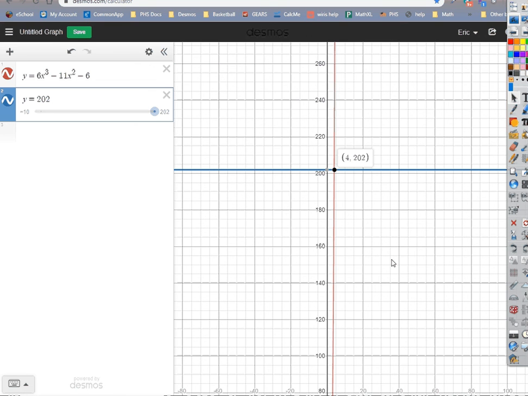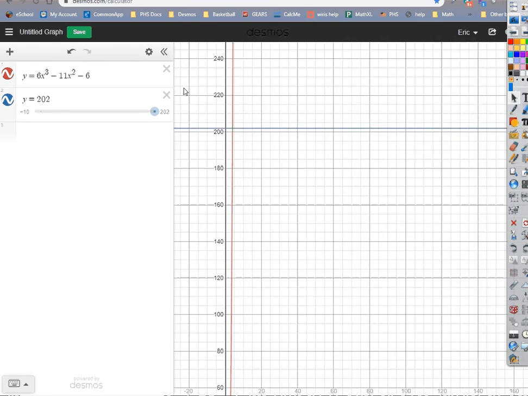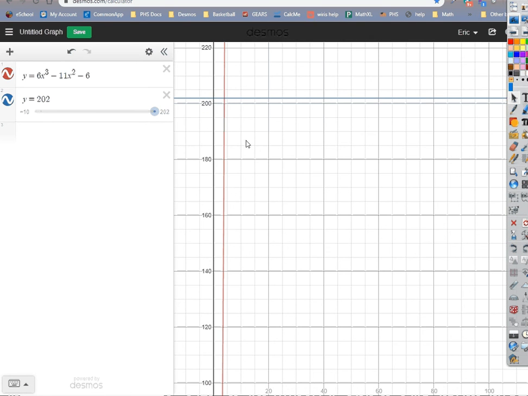Wait, so then how do you get it? Right, so I know that the x value of the point of intersection is 4 in this case. And that's really what I'm looking for, right? I want to know when is 6x cubed minus 11x squared minus 6 equal to 202. So there's our answer. Here, I'll put this in the notes. I'll take a picture of this. 4.